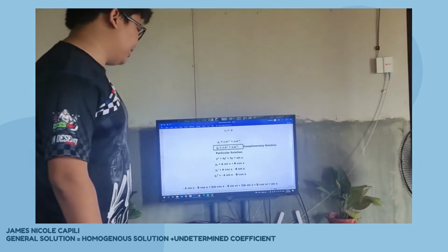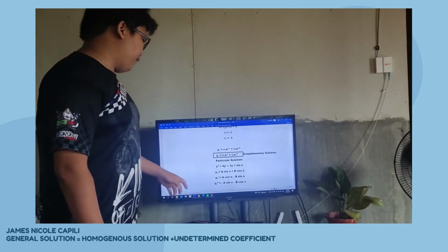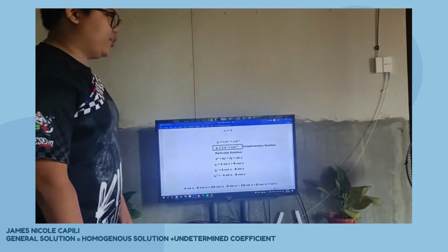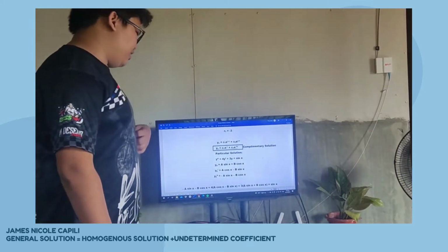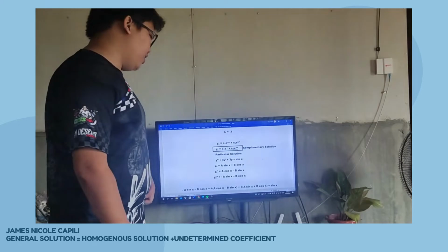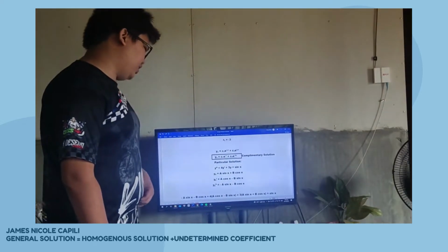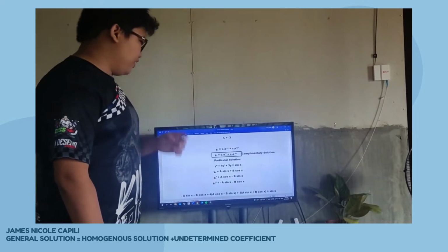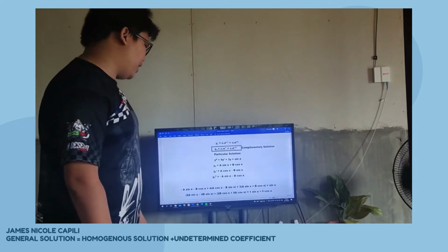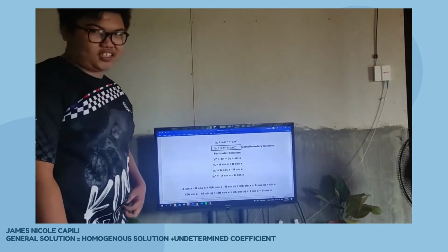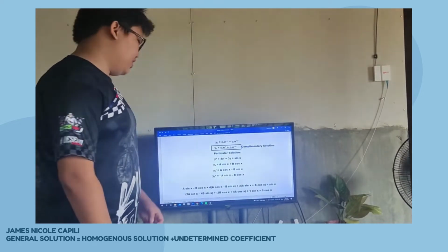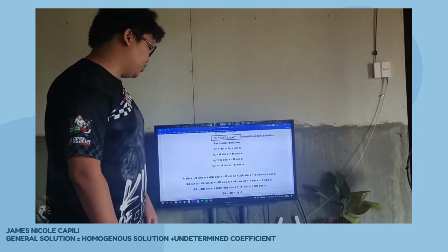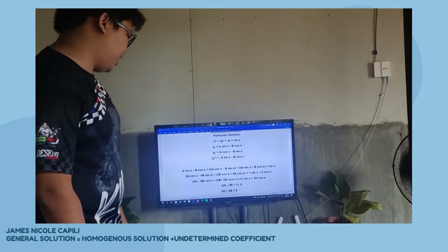Next, we must get the particular solution. So using the formula, the equation y double prime plus 4y prime plus 3y is equal to sine x. Then, let's assume that our particular solution is yp is equal to a sine x plus b cos x. Then, the first derivative for that is yp prime is equal to a cos x minus b sine x. Then, the second derivative is yp double prime is equal to negative a sine x minus b cos x.